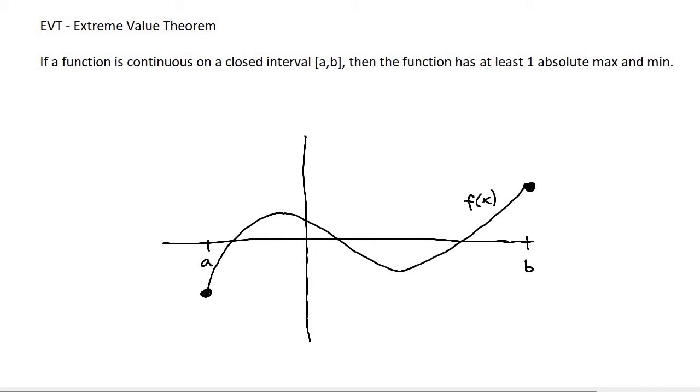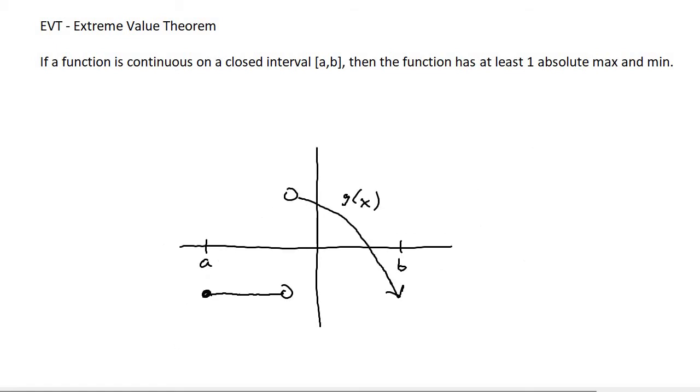At point B there is a max, an absolute max, and at point A there is an absolute minimum value. Now an example that does not follow the EVT would be the graph of g of x.